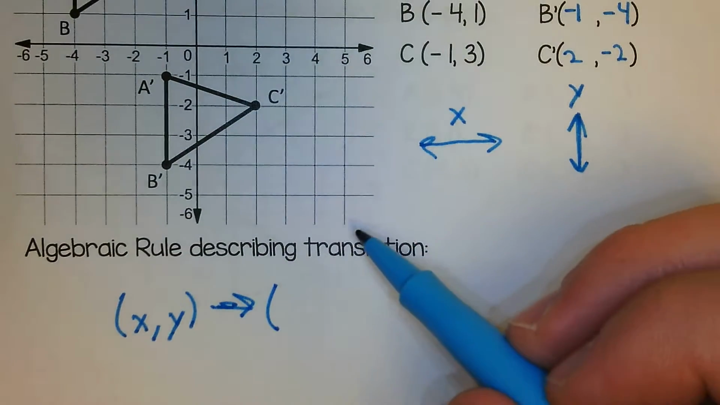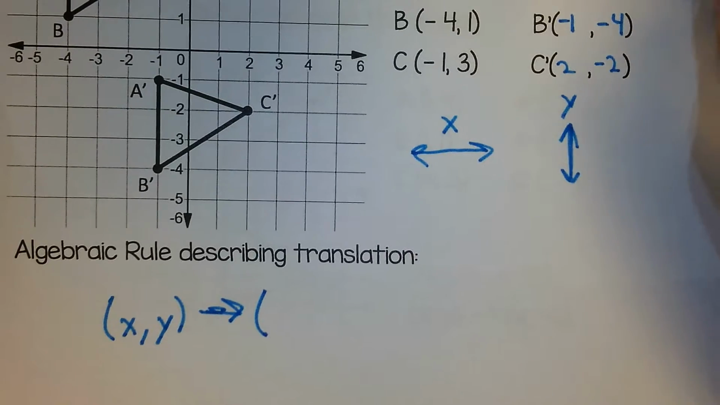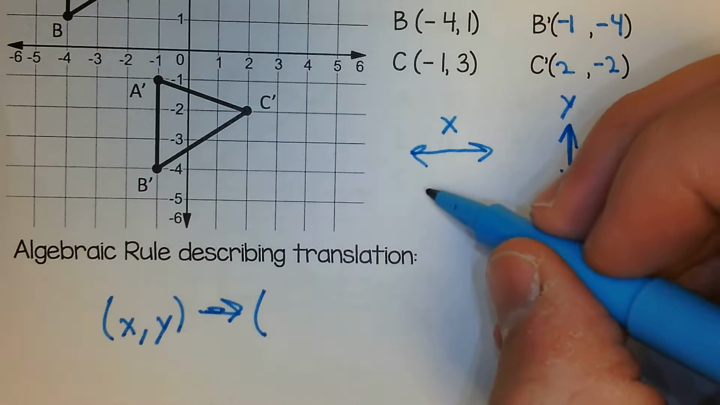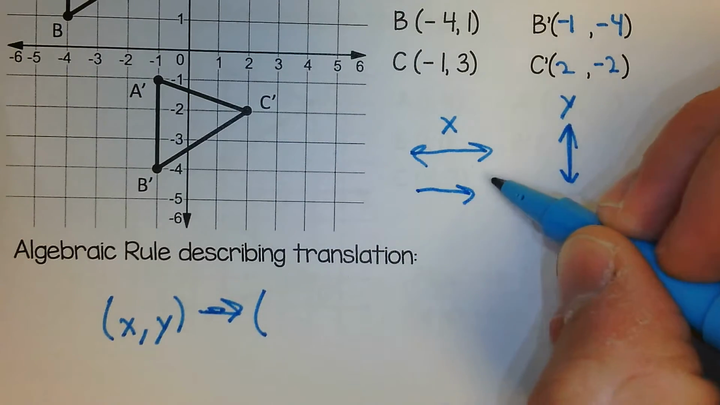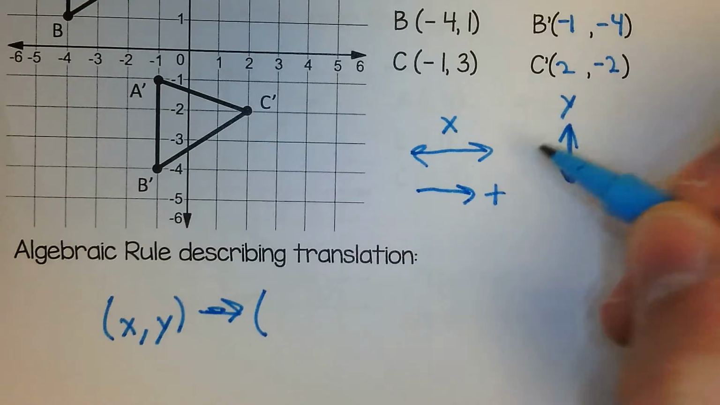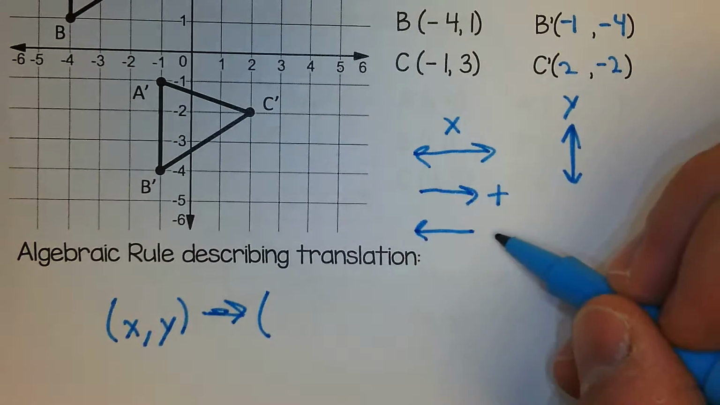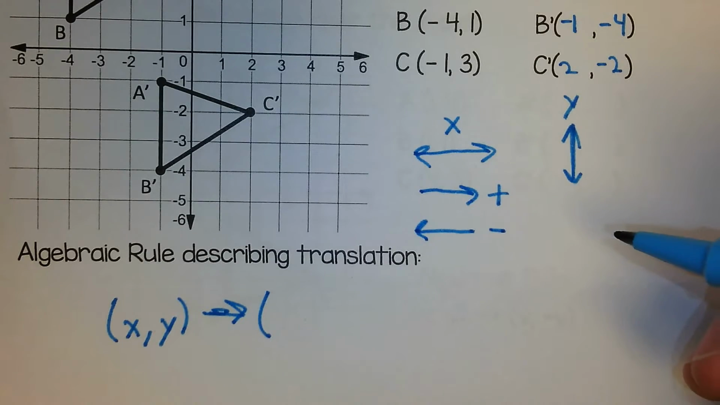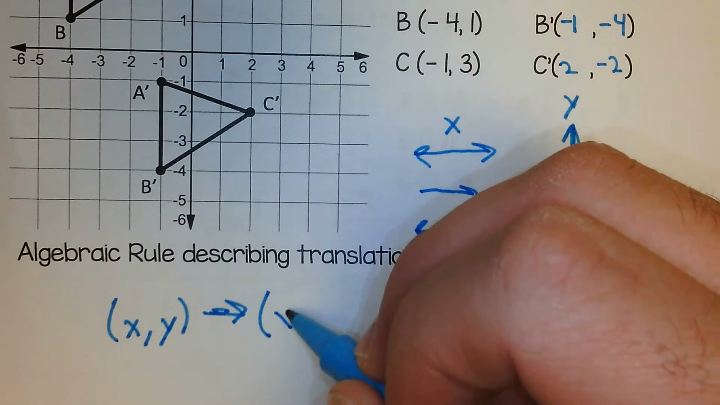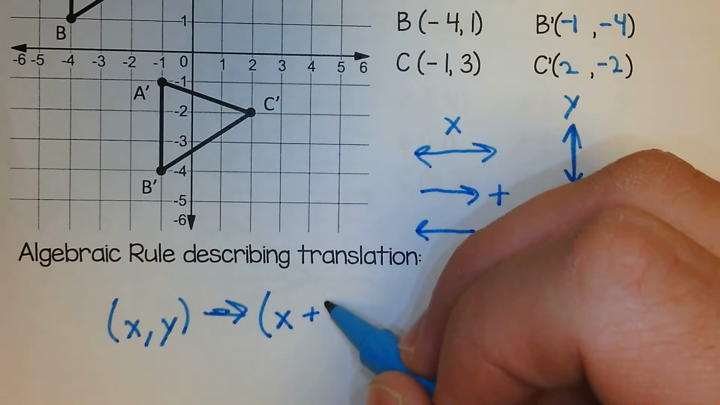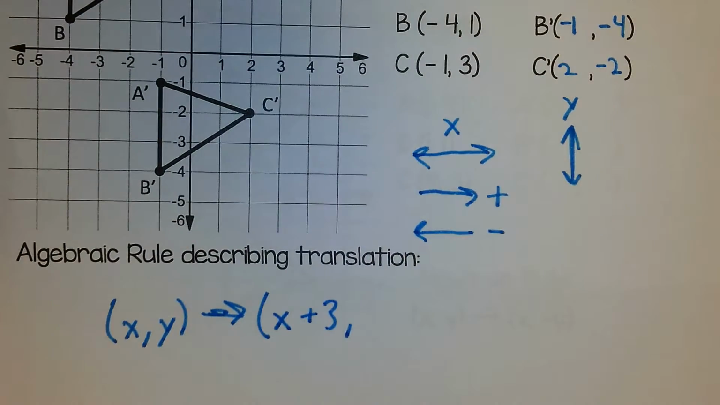Okay, and so we have to look at what we did to the x value. If I move the x value 3 units to the right, well, if I'm moving something to the right, we're going to be adding to the x value. If I move something to the left, we're going to subtract from the x value. So in this case, because I moved it 3 units right, I'm going to add 3 to the x value.